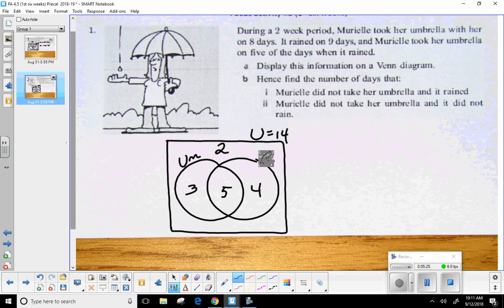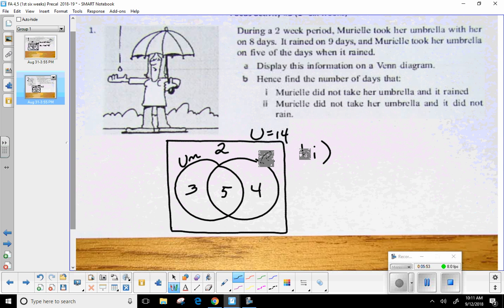Now, B1. Find the number of days that Muriel did not take her umbrella and it rained. So let's translate this from a sentence into a mathematical expression. Muriel did not take her umbrella. What's that trying to get us to think of in terms of sets? Starts with a C. Complement. There we go. We were talking about everything in the universe, but not in that particular set.